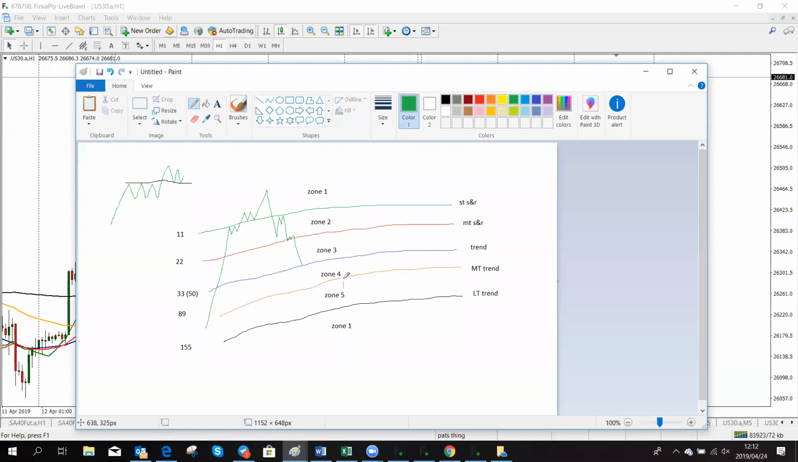Market trends up. Breaks the blue, so the trend is up. Breaks the medium-term support and resistance. Breaks the green. So that's telling me, based on the longer term, the blue, the medium term, the red, the longer term, the green, the trend is up. And in zone 1, you want to be long. And in effect, you want to stay long while it stays above the 11 simple moving average.